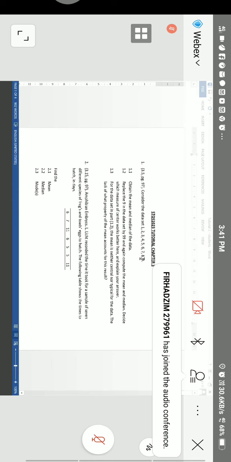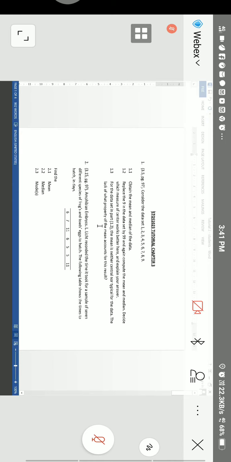Then for the data set in 1.2, the mean is neither central nor the proper mean for this result. Okay, so you can share your screen for your solution for question number 1. If you want to share, you can click and share your screen and solution.